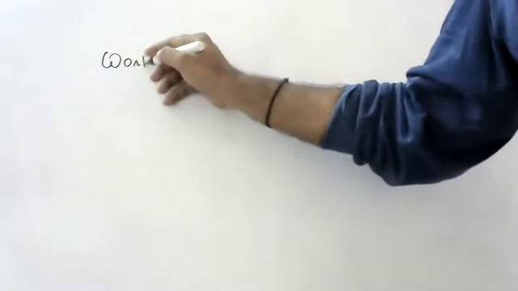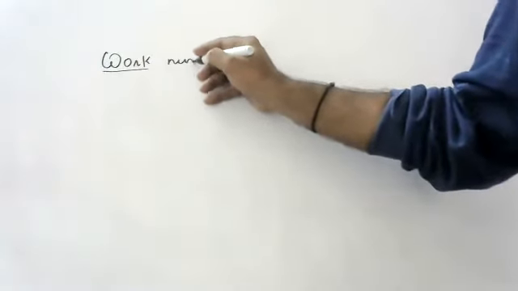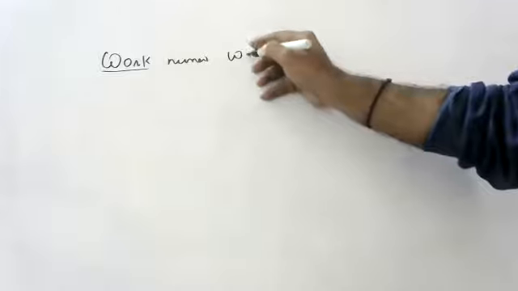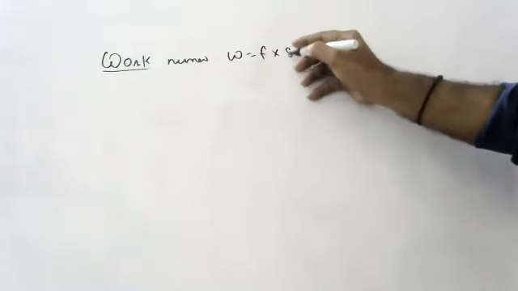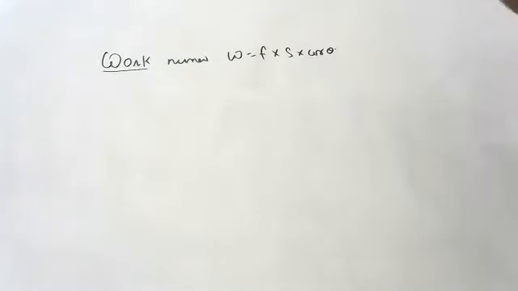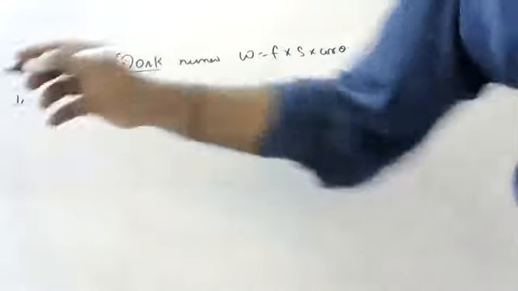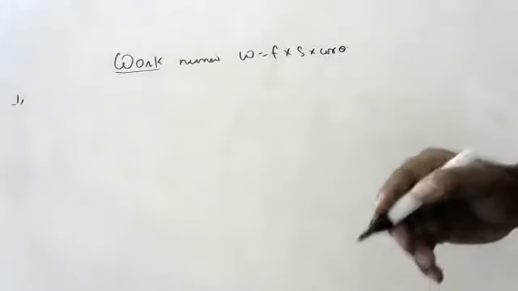Okay, children. Today we are going to discuss work numericals: work, power, energy. Already, children, I told you the formula: work is force into displacement into cos theta, F s cos theta. Some numericals we will do, children. So first numerical. The question is like this, children.